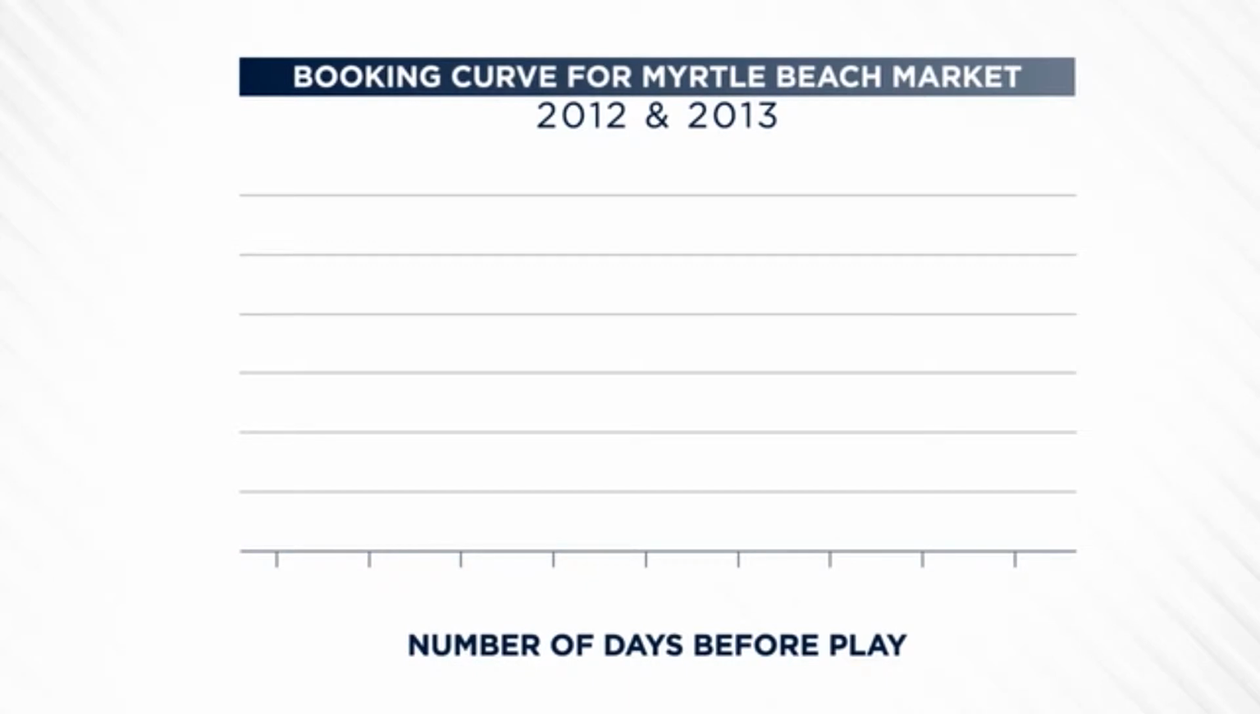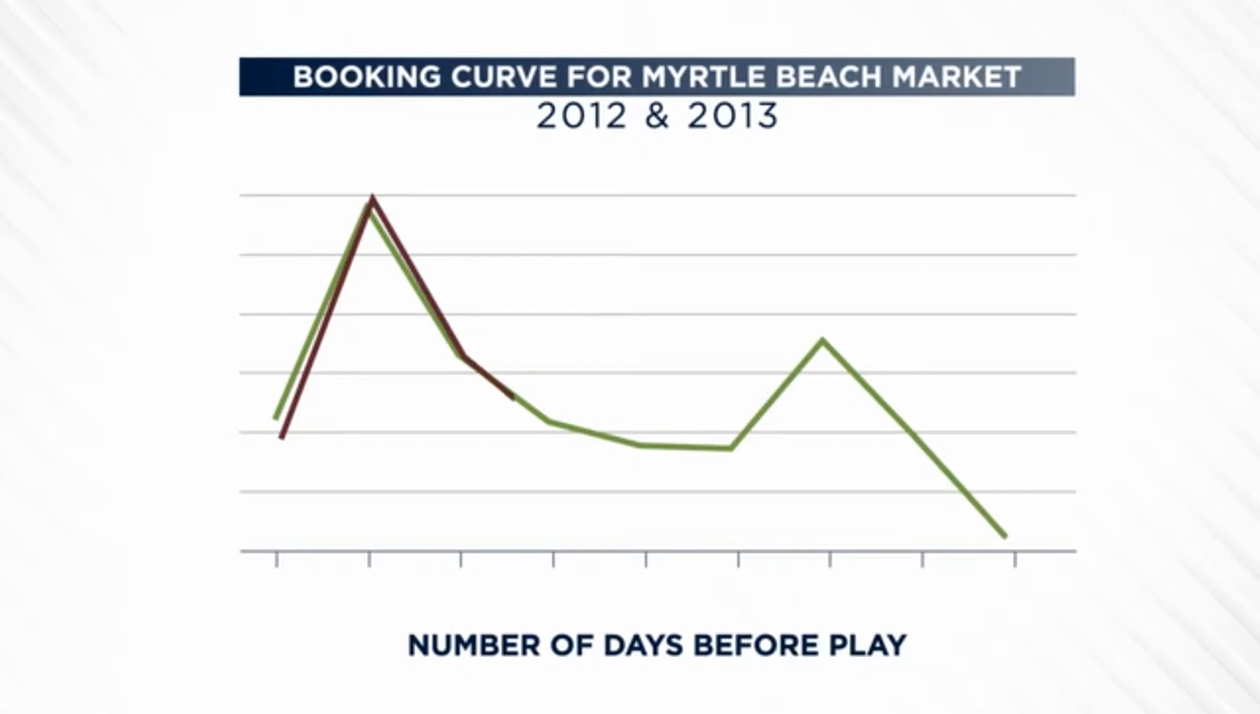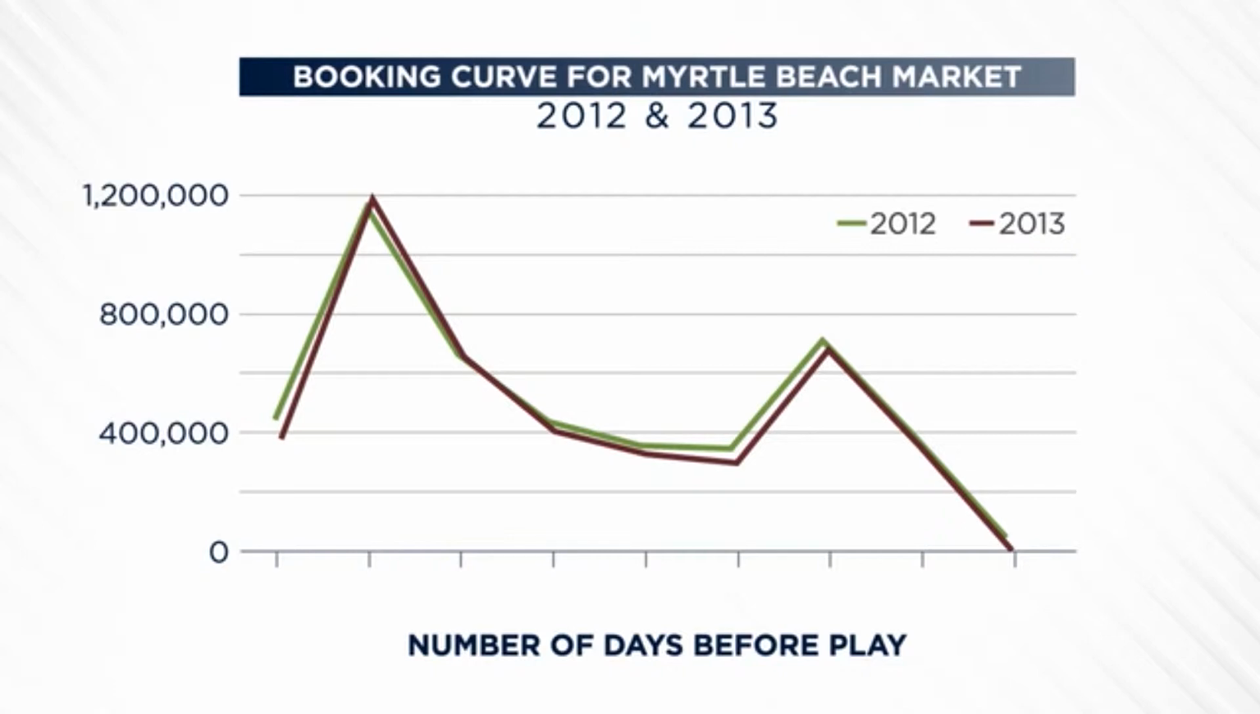Let's take a look at some booking curves for the Myrtle Beach market. These curves consist of the booking patterns for the entire market of almost 80 courses over a 2-year time horizon. Notice on this chart we have the number of rounds of golf on the vertical and the number of days before play on the horizontal.